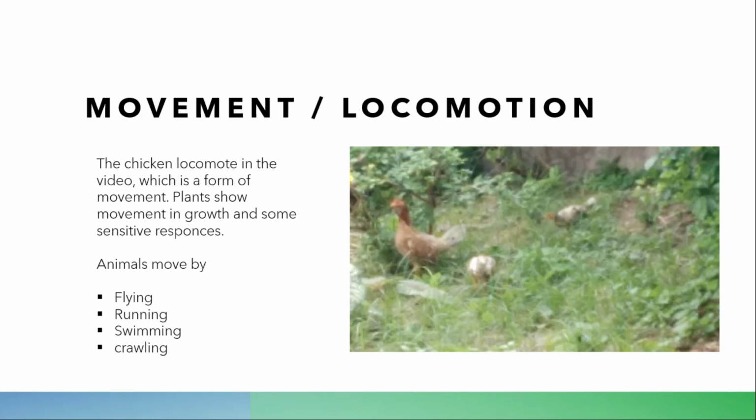So if you want to know if a plant is growing, think of what we call a weed whacker or a lawn mower. We have to use this equipment because the grass continues to grow. And in some cases, there are plants that have a sensitive response mechanism, like the mimosa, shame old lady plant. If you touch this plant, the plant would naturally close its leaf. Animals move by flying, running, swimming, and crawling.